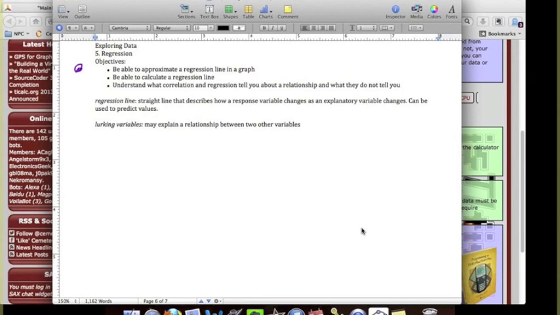All right, in Chapter 5, we're going to talk about regression. A regression line, we are only going to talk here about linear regression. So we're going to talk about a straight line that describes how a response variable changes as the explanatory variable changes. And we could use this line to predict values.